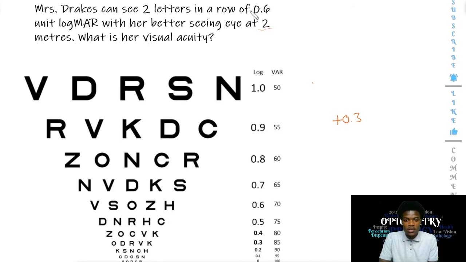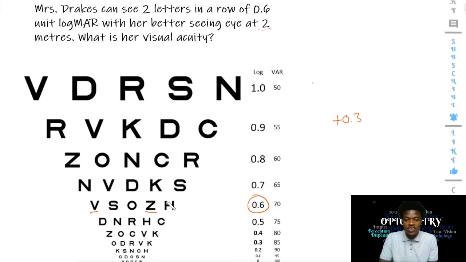So let's go back to here now. She's on the 0.6 line here, and she has only been able to read 2 of those letters. So let's say she reads V, she misses the S, she misses the O, she reads Z, and she misses the H. So in this case, she has missed 3 letters, the S, the O, the H.